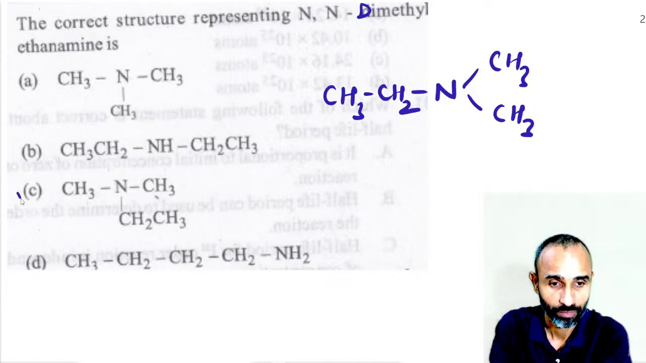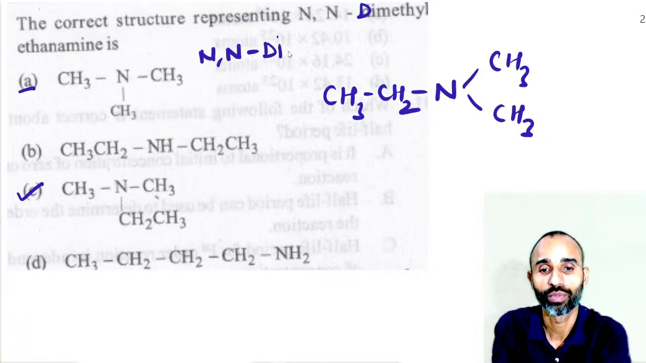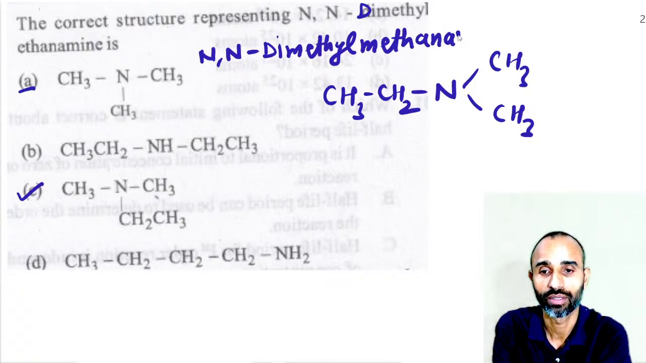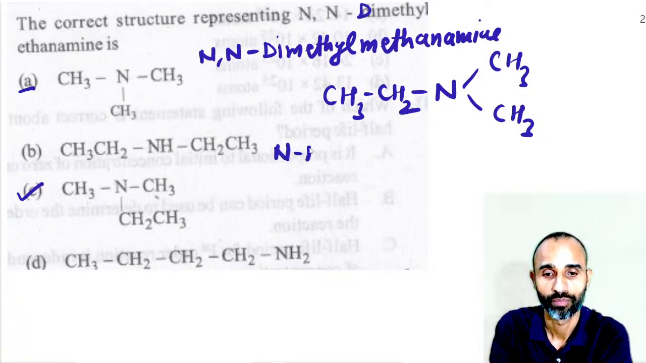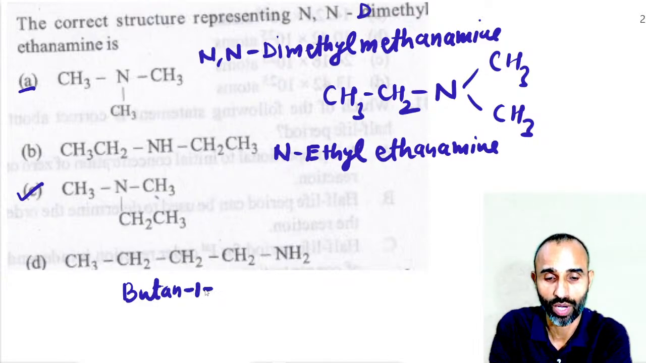What is the name of A? The IUPAC name is N,N-dimethylmethanamine. This one is N-ethyl, and this is butan-1-amine.